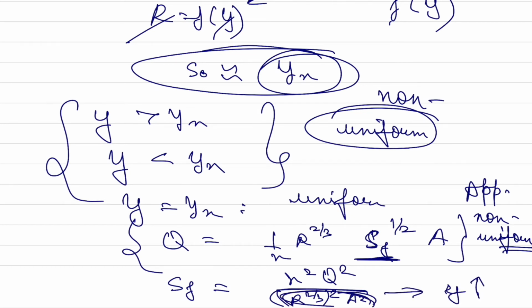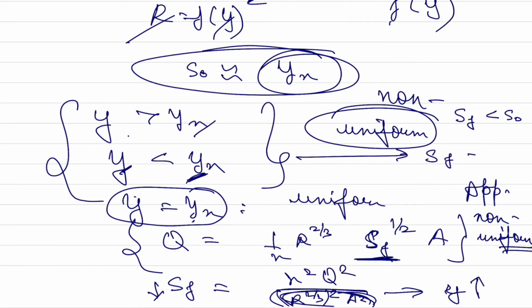So as y increases, that would mean SF will decrease. And as y increases, that means we are going above the normal depth, or y is greater than normal depth. So that would mean that our SF is less than S naught. Similarly, if our actual depth of flow is less than the normal depth of flow as we would obtain from Manning's equation, we would say that our y is less than yn, and this corresponds to the case that SF is greater than S naught.